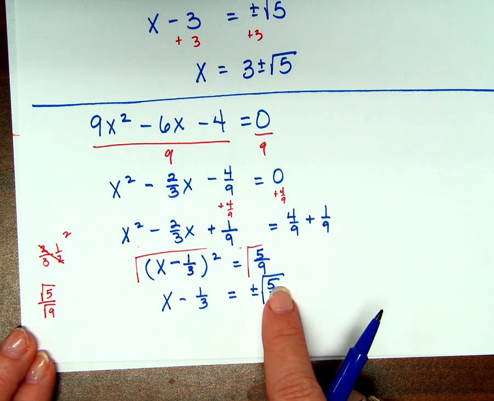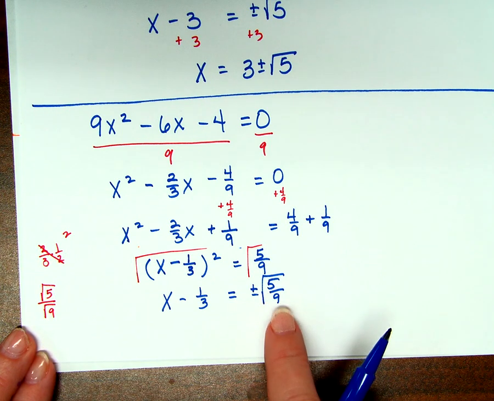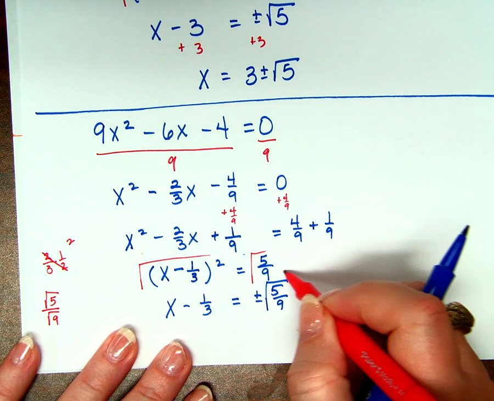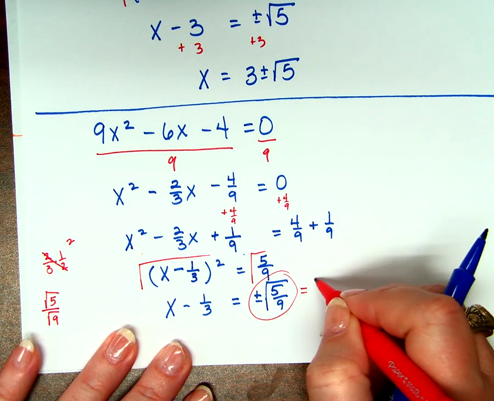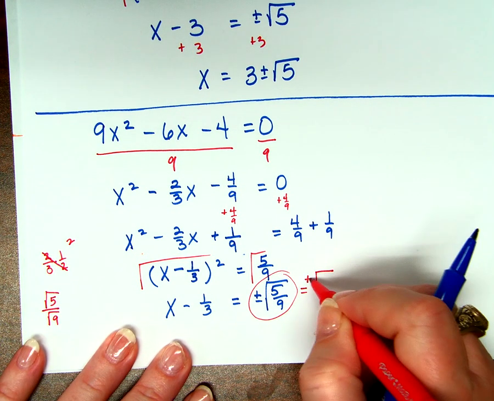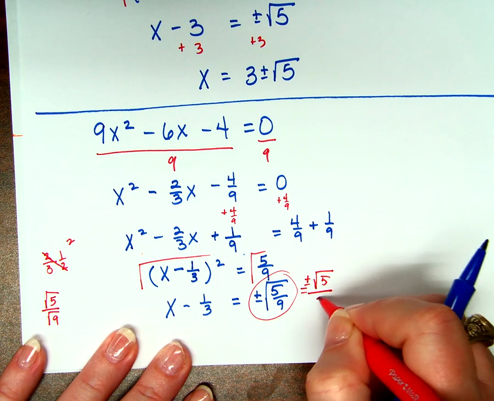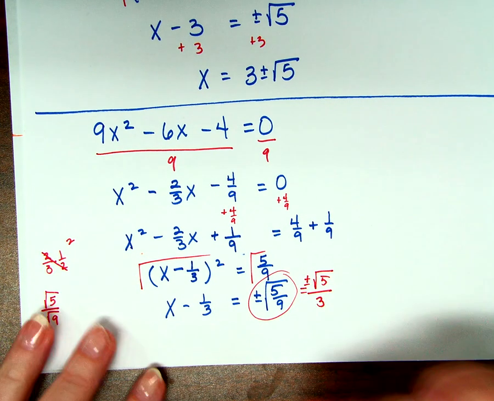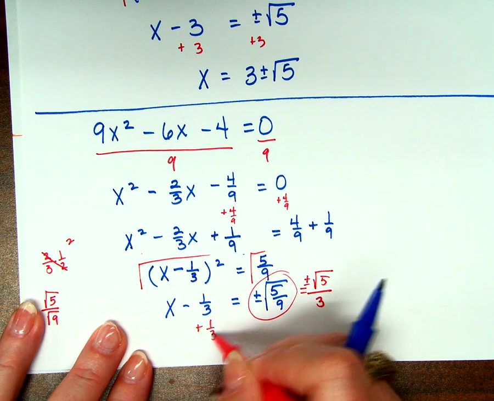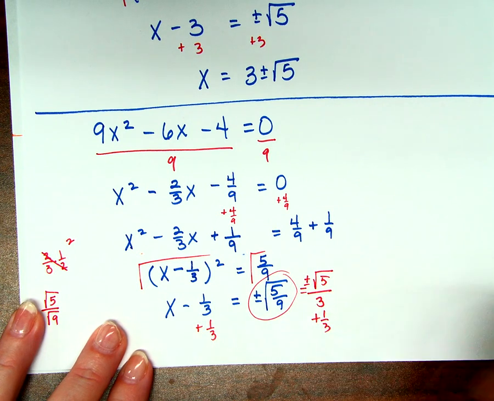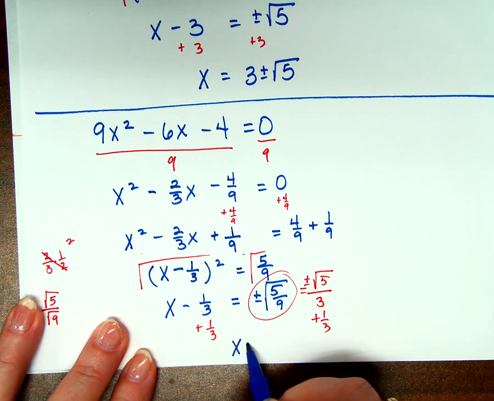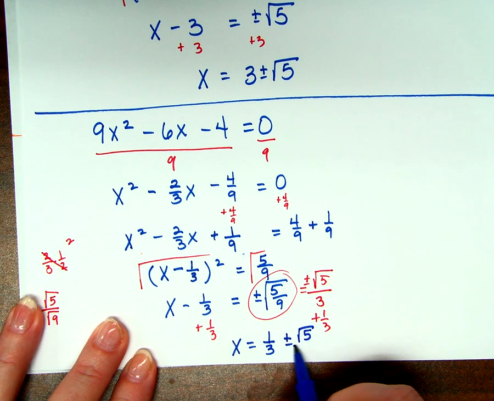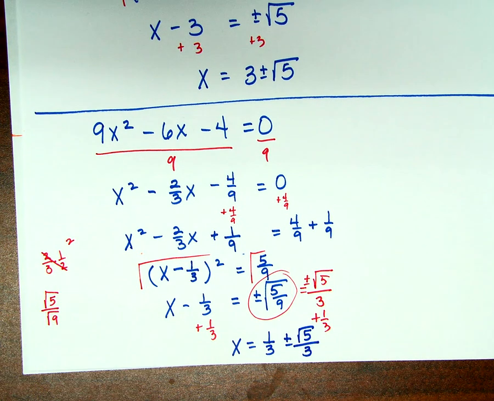So this is really plus or minus the square root of 5 over 3, right? This thing right here is really the same as plus or minus the square root of 5 over 3. You okay with that? So when I add 1/3 to both sides to actually solve for x, x is going to equal 1/3 plus or minus the square root of 5 over 3.